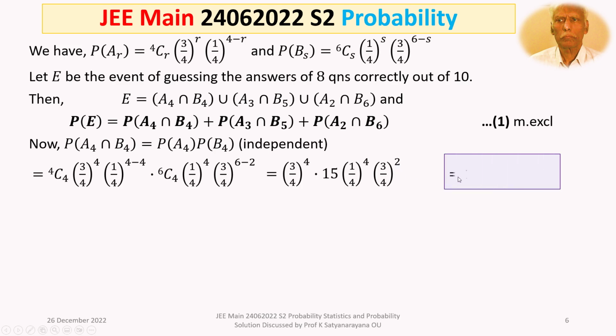Further simplify, that will be equal to 15 into (3/4)^4 into (3/4)^2, that is multiplication, (3/4)^6 into (1/4)^4, correct.